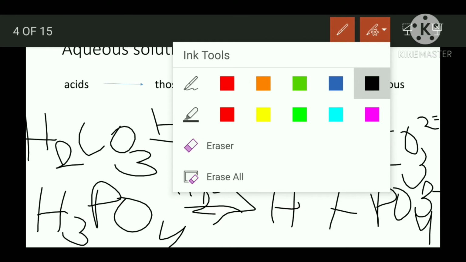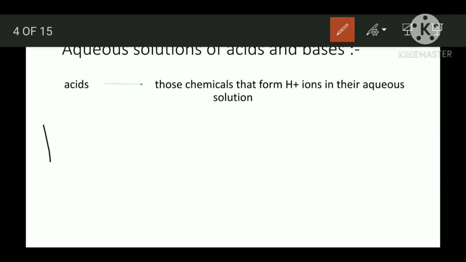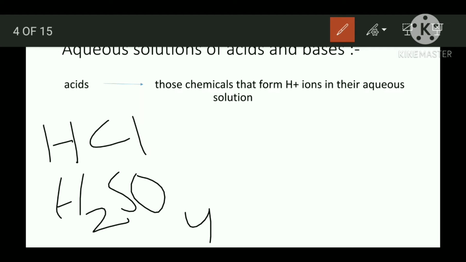Here, one thing: at first I gave you examples of HCl dissolving in water, H2SO4 dissolving in water, and HNO3 dissolving in water. These three examples I gave you. See here, these three are strong acids. Strong acids means those acids which form more H plus ions in their aqueous solutions. Those are called strong acids.